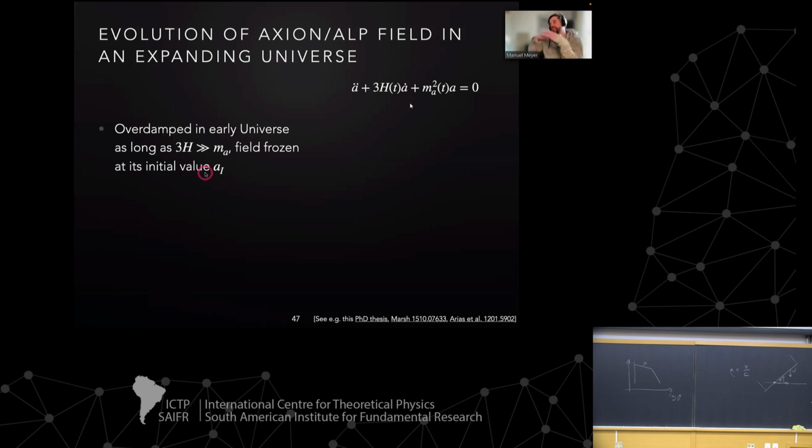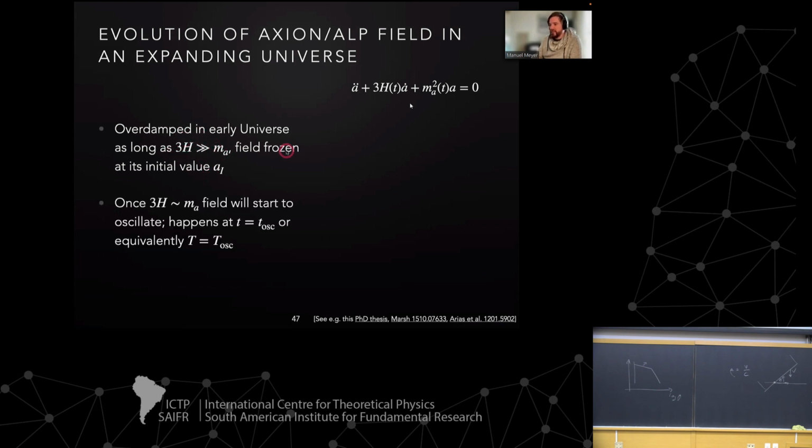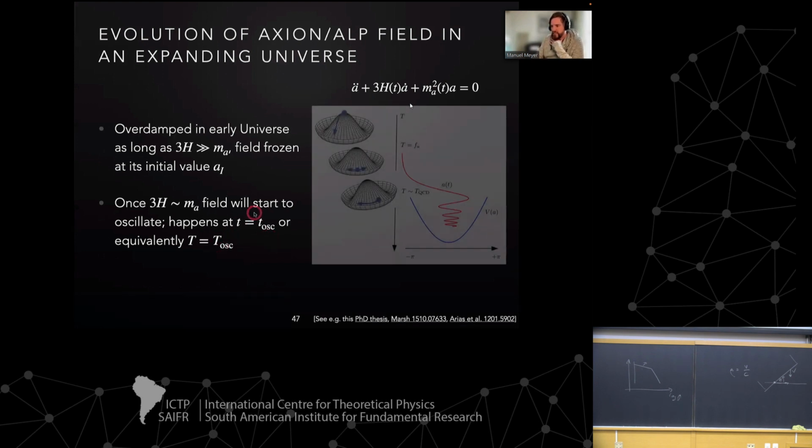Then the universe starts expanding and cooling, and this parameter goes down. At some point, these two terms will be equal, and then the field will start oscillating. Let's say this happens at some time that we call T oscillating, or equivalently at some temperature. The universe is very hot in the beginning, then it cools, and at some point it has cooled enough so that the field starts oscillating.